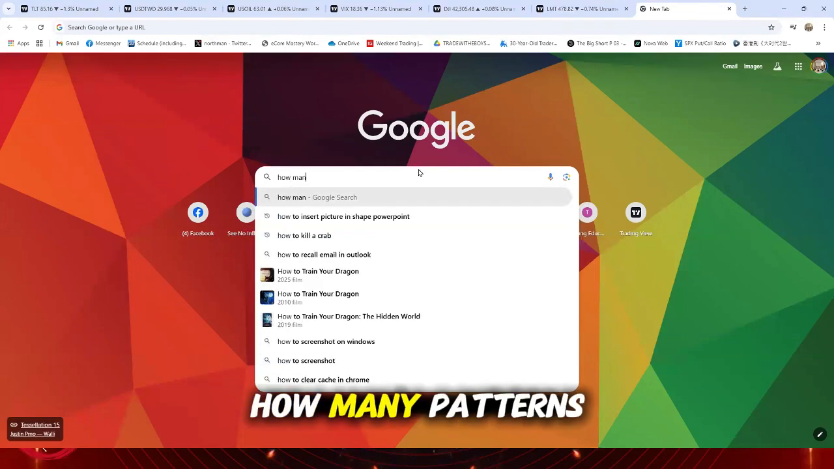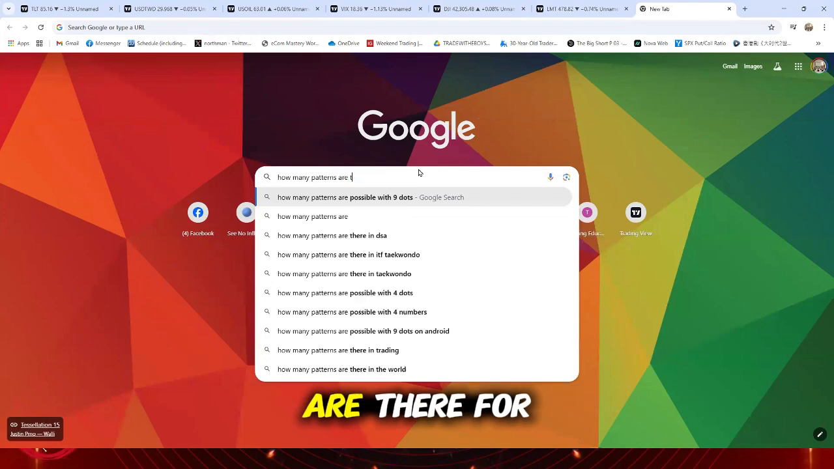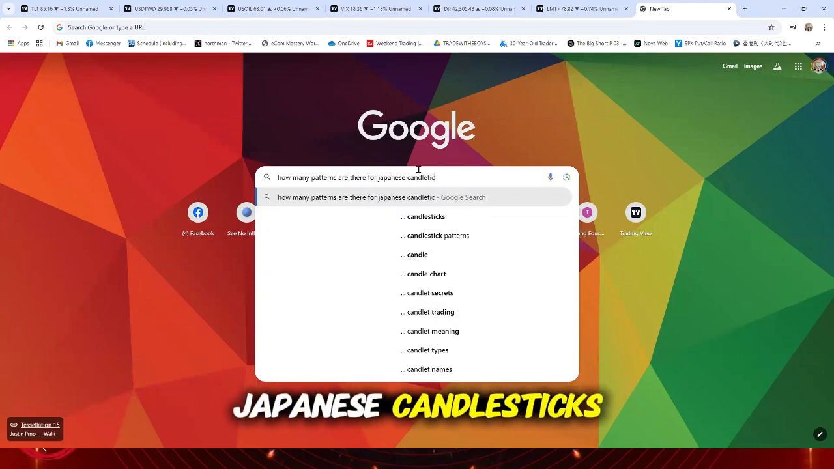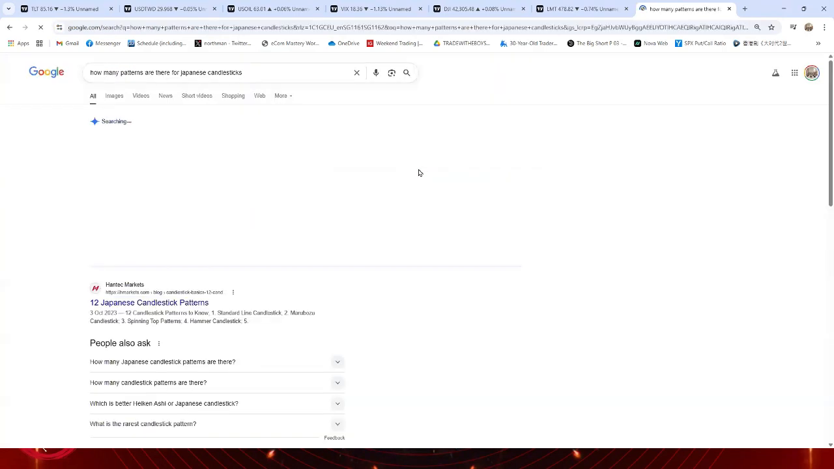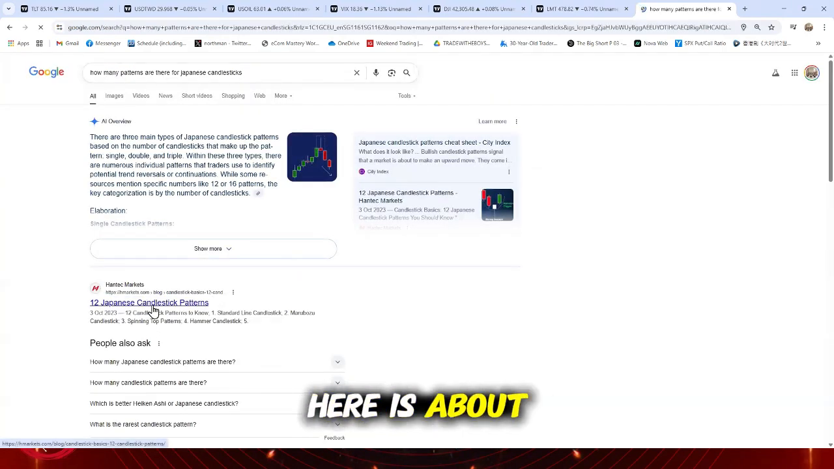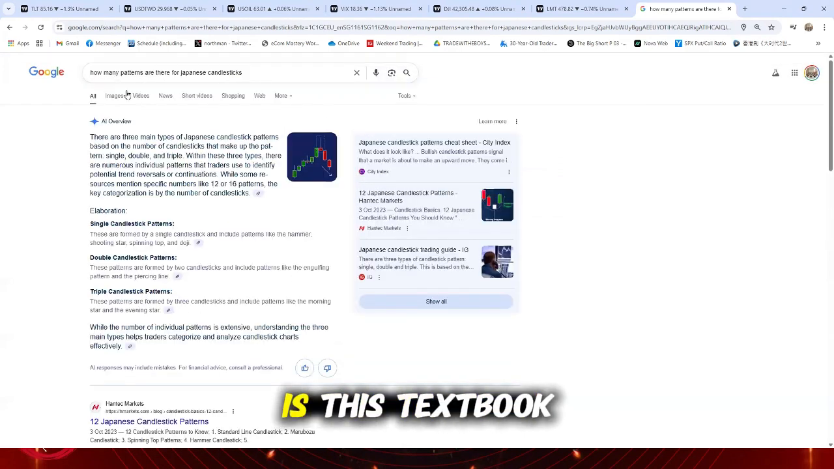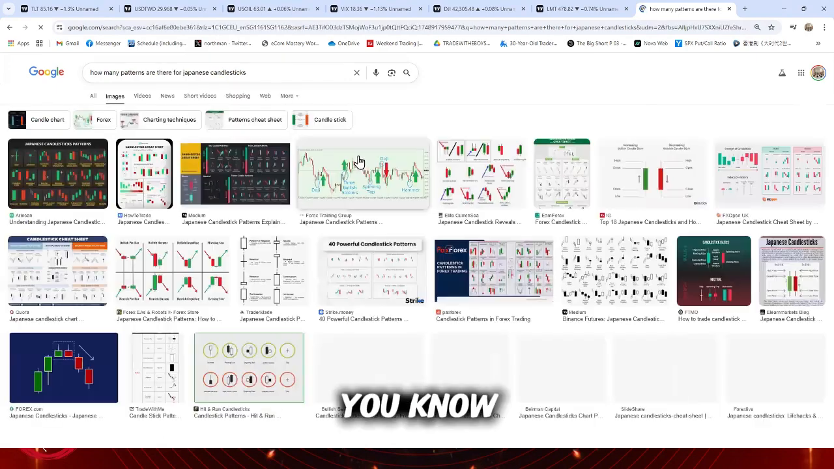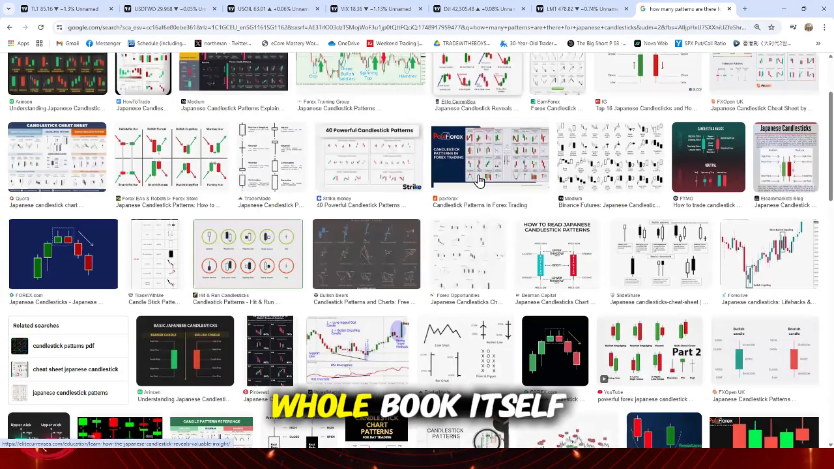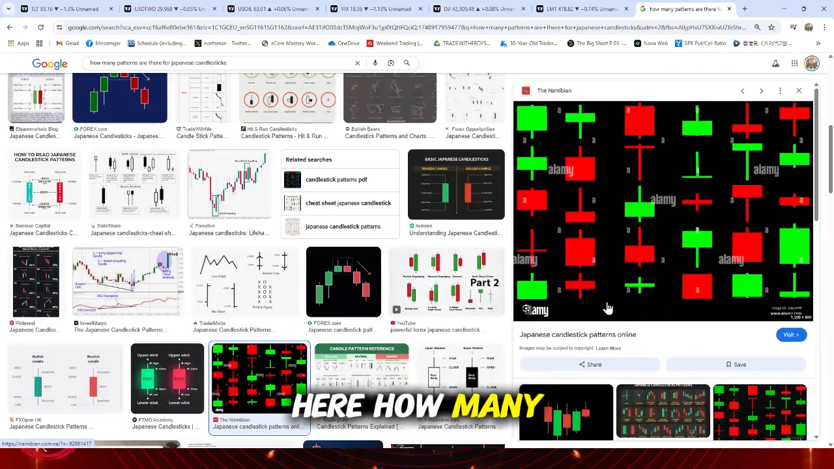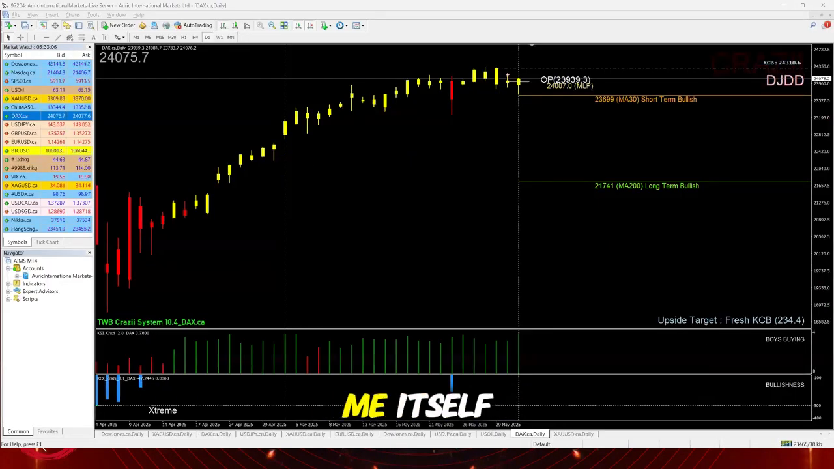How many patterns are there for Japanese candlesticks? Okay, so the one from here is about 12. Some are 16. Some have more. I remember there's this textbook that I read before. The whole book itself is patterns and stuff like that. I said, wow. How many here? Easily 1, 2, 3, 4, 5. So about 25 and so forth. So the thing is this, for me.